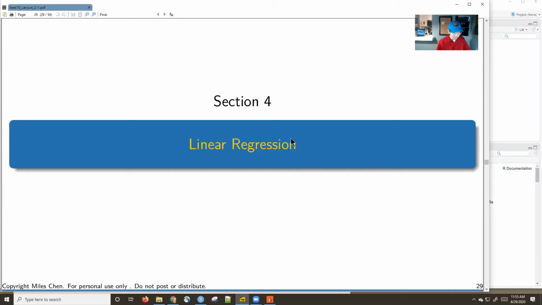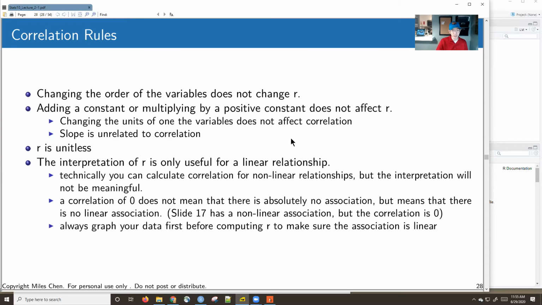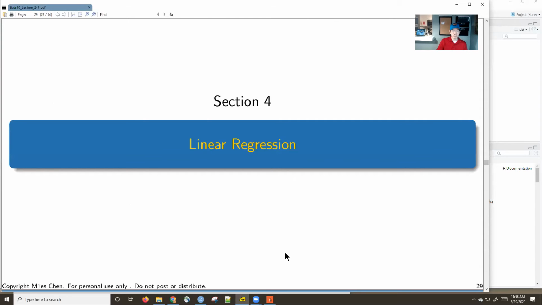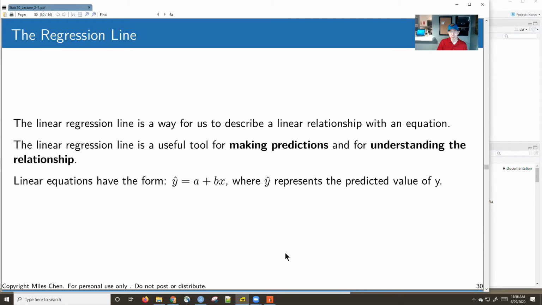Okay, so we've talked about correlation, and we have this number r to summarize the correlation there. And now we can talk about linear regression, okay? In linear regression, we create the equation of a line, and it's a way for us to describe the relationship. It's a useful tool for making predictions and for understanding the relationship between variables.